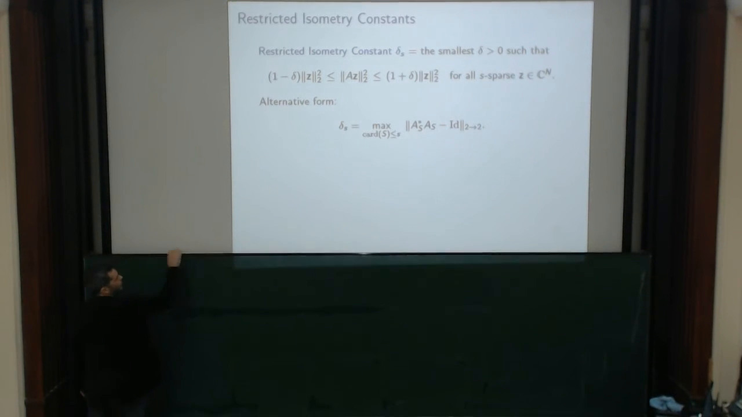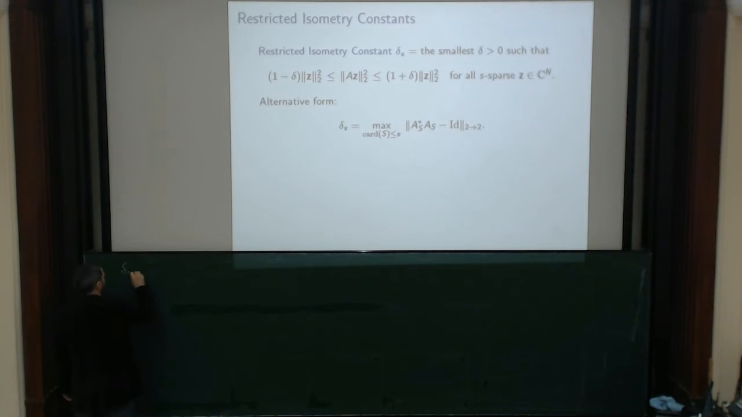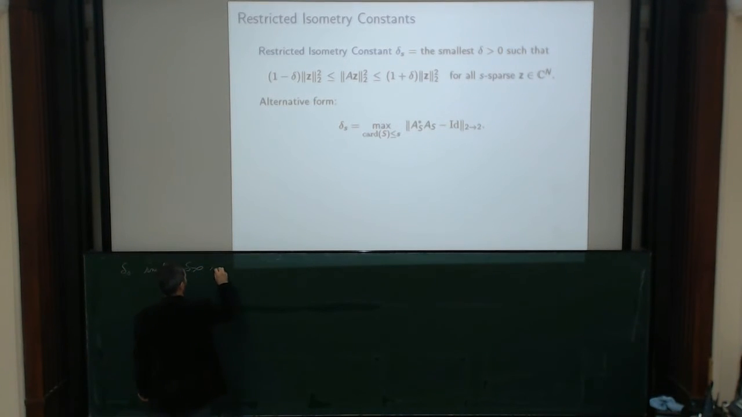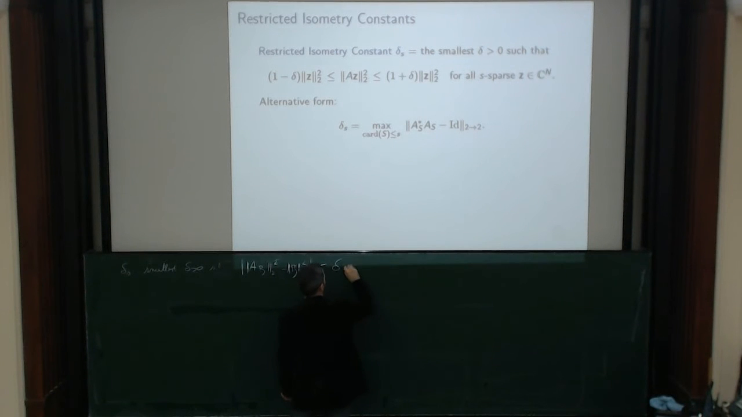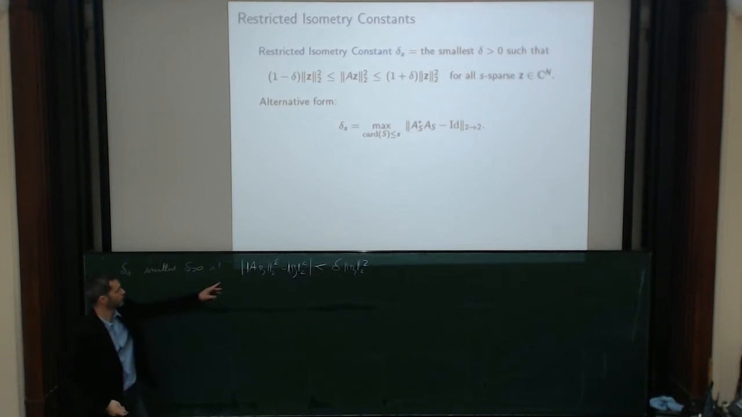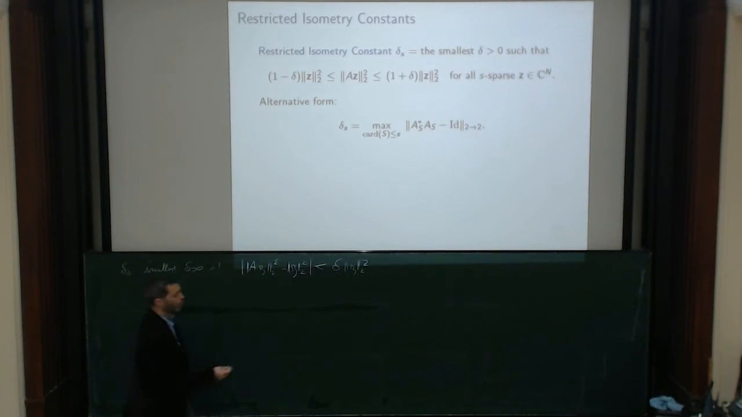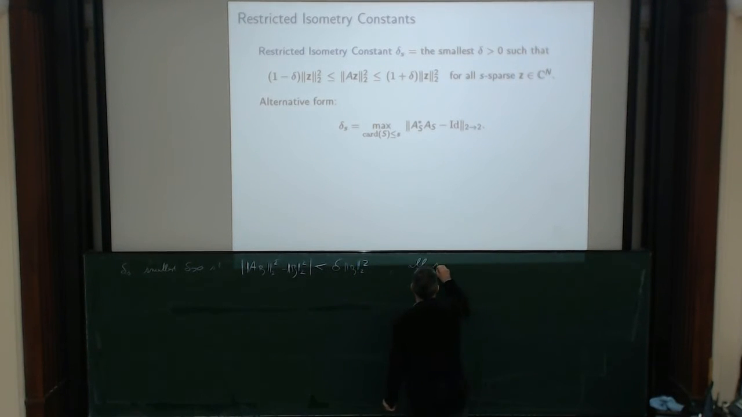All right, so let me show you quickly this alternative form, because I think it's maybe a nicer form to use in practice. So delta S will be the smallest delta such that, if I rewrite this condition as the L2 norm squared of AZ minus the L2 norm squared of Z, I want that to be less than delta times the norm of Z squared, in absolute value, for all S-sparse Z.